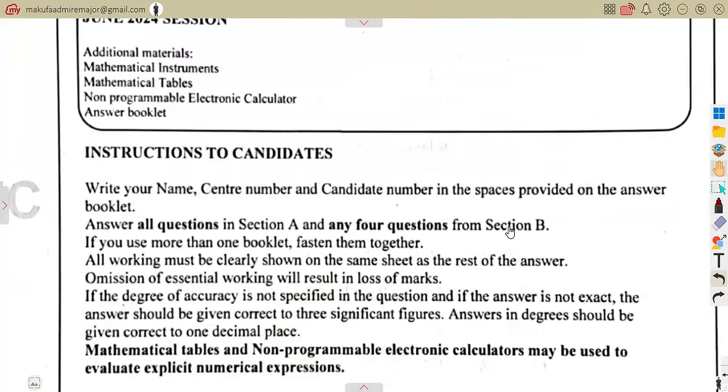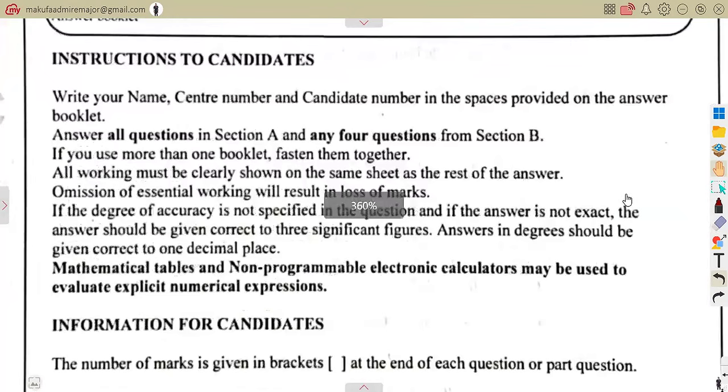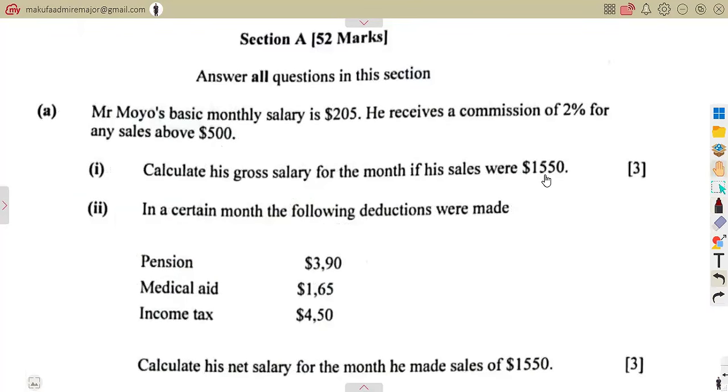So the major part in this is that you can use your calculators this time, and also you're supposed to answer all the questions that are in section A and any 4 questions from your section B, which is very, very important to understand. And also the degree of accuracy, whenever it is not specified, give your answers to 3 significant figures, and answers in degrees should be given correct to 1 decimal place. Okay, so this is what we got. That's the major part of our instruction, guys. Do not answer the questions without reading the instructions.